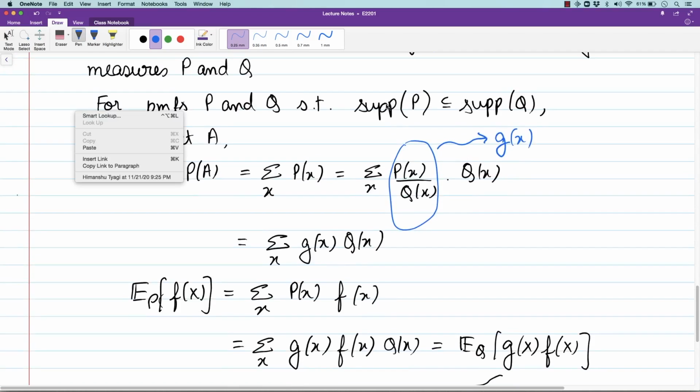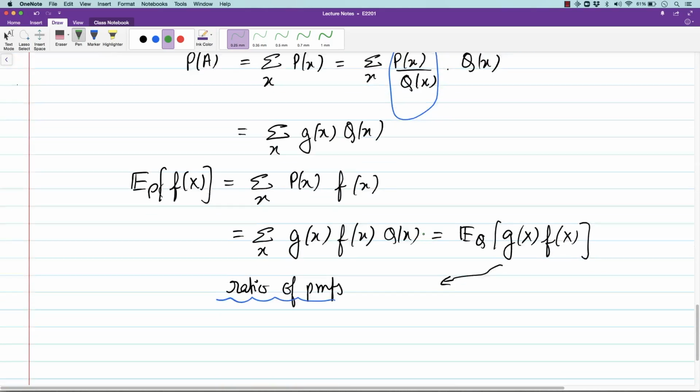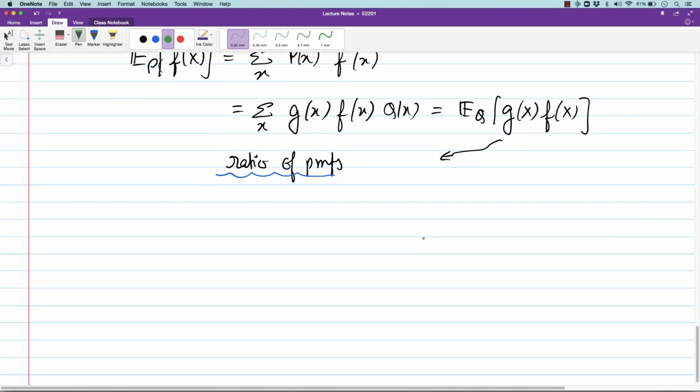The only thing we want to generalize is this condition that the support of P is contained in support of Q. This was used here. If this condition doesn't hold, the ratio may not be defined. It may become infinite. But under this condition, this ratio is well defined for those points where P(x) is positive. And so it turns out that this notion can be generalized to a very general set of measures.